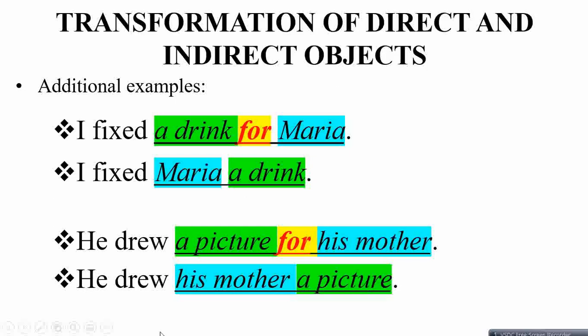Another example: he drew a picture for his mother. A picture is your direct object, followed by the preposition for, and then comes your indirect object, which is your mother, an animate human, and bring it to the first position. He drew his mother a picture. So just omit the preposition, regardless of whatever the preposition may be.